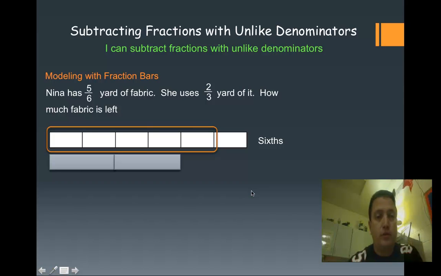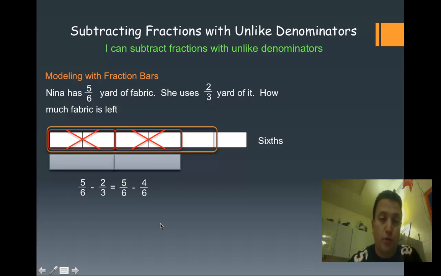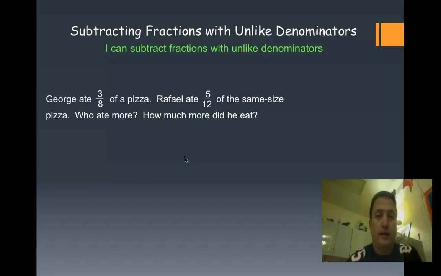Okay. So I'm going to subtract, because remember, I got to see how much she has left, because that's what that problem's asking me. I'm going to take away 1/3, 2/3, just like that. Okay, so I've got 5/6 minus 2/3 equals 5/6 minus 4/6, because 2/3 is equivalent to 4/6, which equals 1/6. All right, so let's look at another word problem. George ate 3/8 of a pizza. Raphael ate 5/12 of the same size pizza. Who ate more, and how much more did he eat? So we got two questions to answer here at the end.